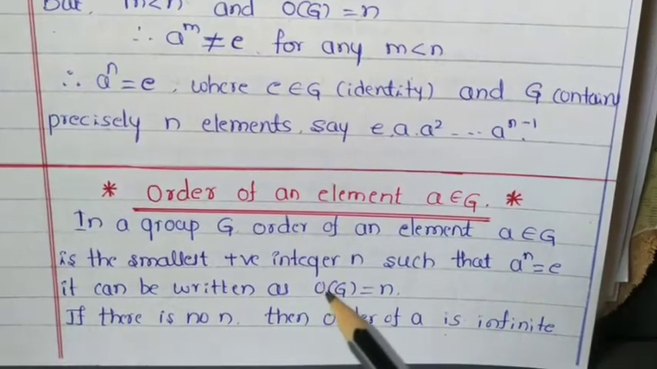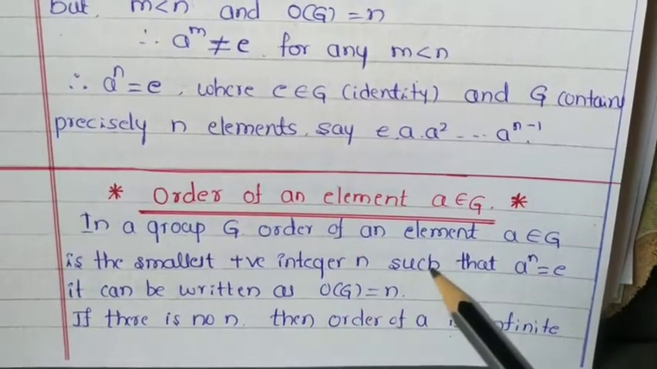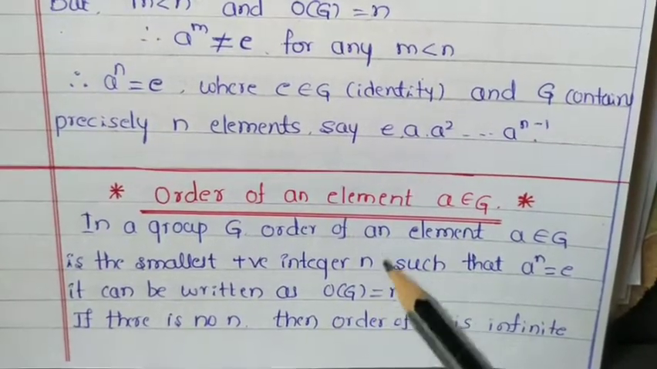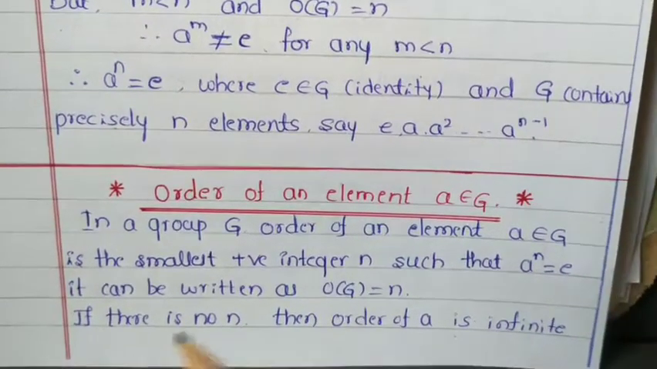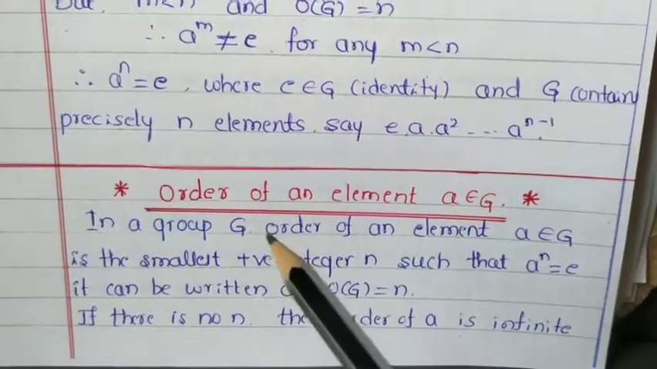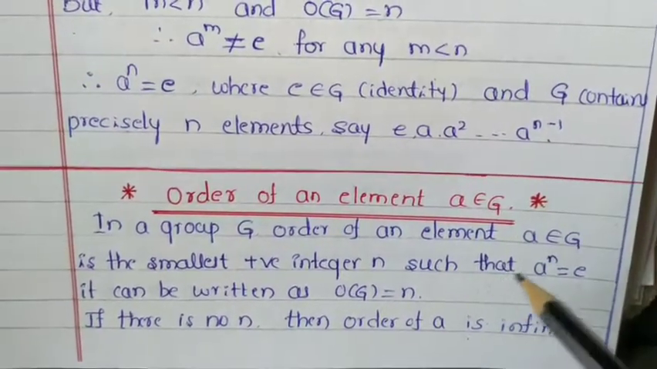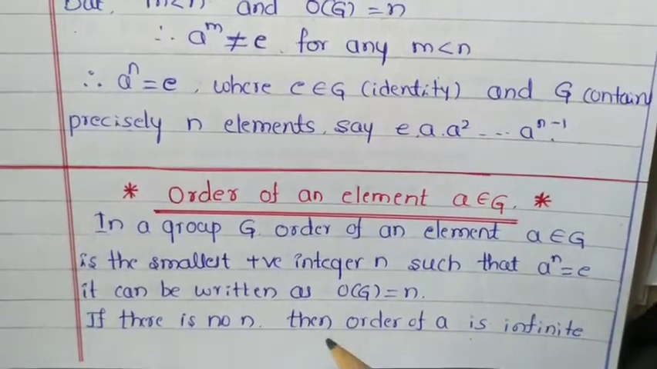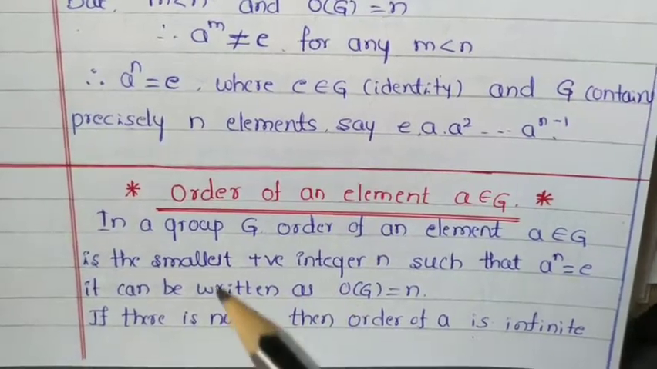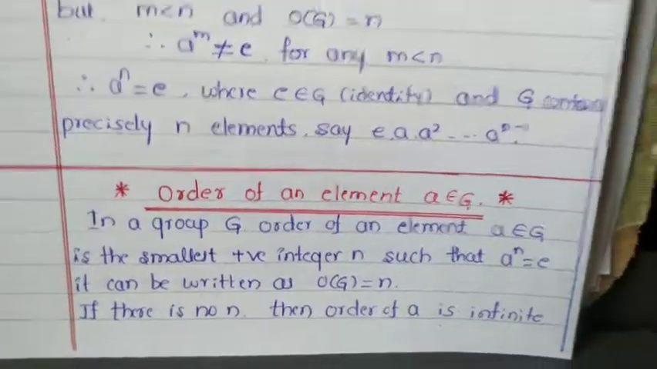It can be written as order of group equal to n. Wherever the order of a equals the order of G equals n, you should write that a raised to n is e. If there is no such n, then the order of a is infinite. If the order of G is n, then a raised to n equals e. If there is no finite n, then the order of a is infinite.